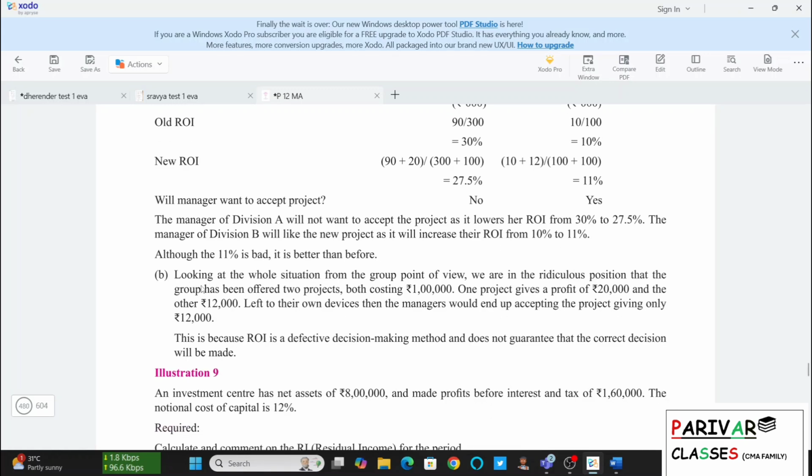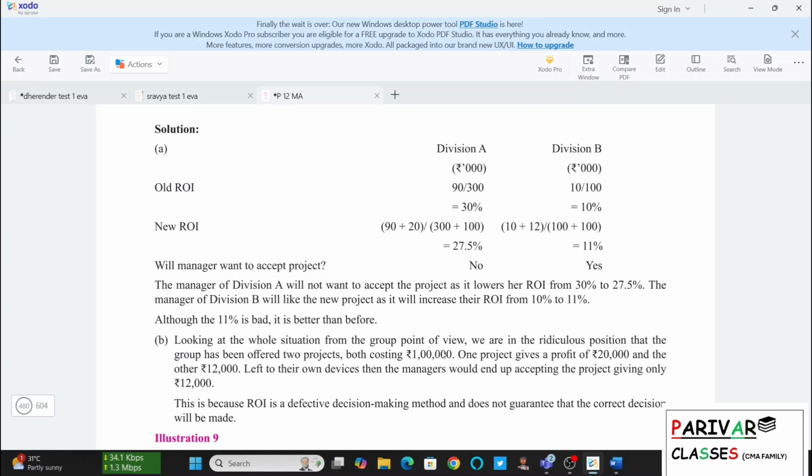Here what he discussed, see: looking at the whole situation from the group point of view, we are in a ridiculous position. The group has offered two projects costing 1 lakh. One gives profit 20,000, other gives 12,000. Left to their own devices, the manager would end up accepting the project of 12,000. This is because ROI is a defective decision making tool. He is saying the manager will accept the 12,000 rupees project only, not the 20,000 rupees profit project.